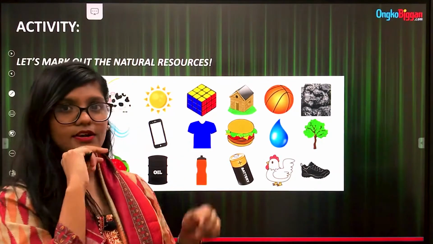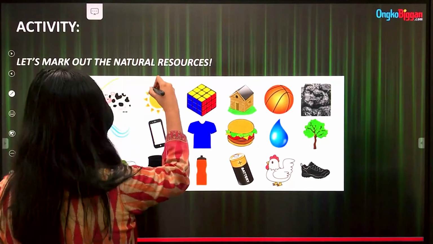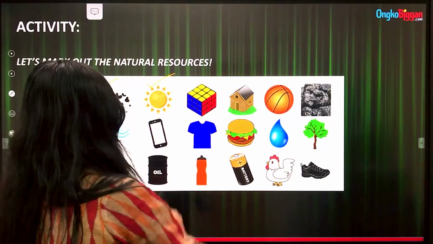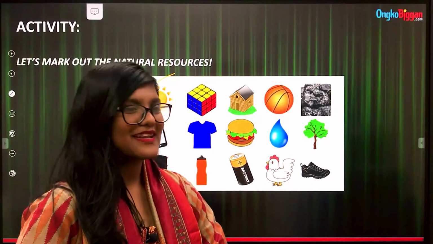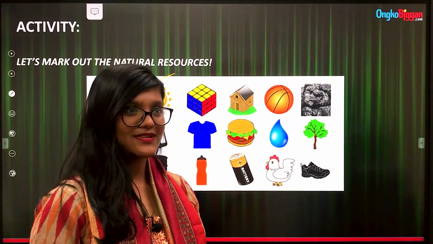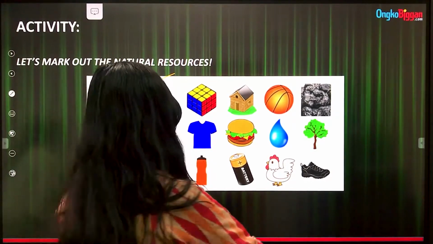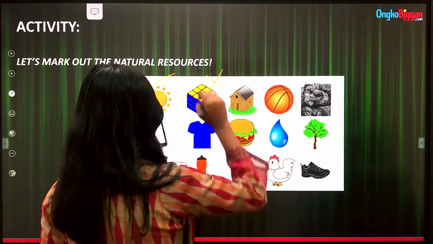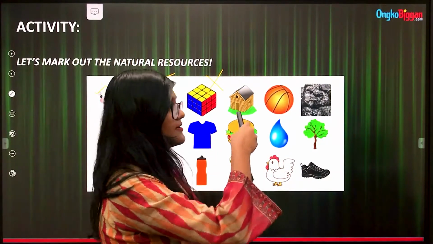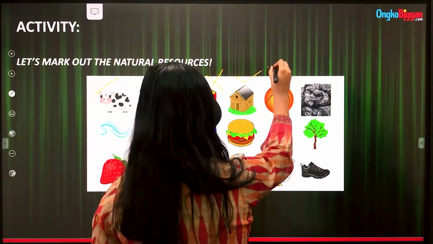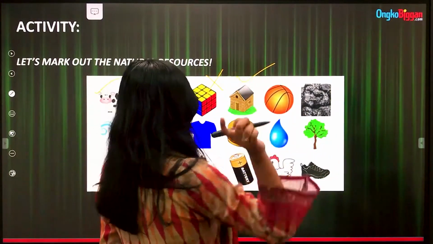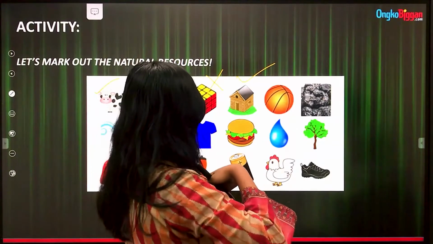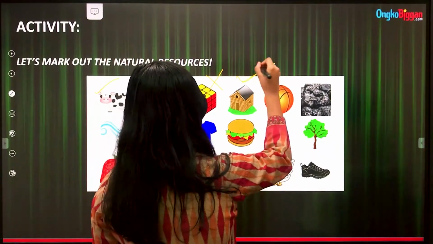Then we have the sun. Also, we can't produce the sun. So the sun is also a natural resource. Then we have a puzzle box. It actually doesn't prevail naturally. So it's not a natural resource. So let's cross it. Then we have a house. House is man-made. So house is natural resource. Sorry. House is actually made by human beings. So it's actually not a natural resource.